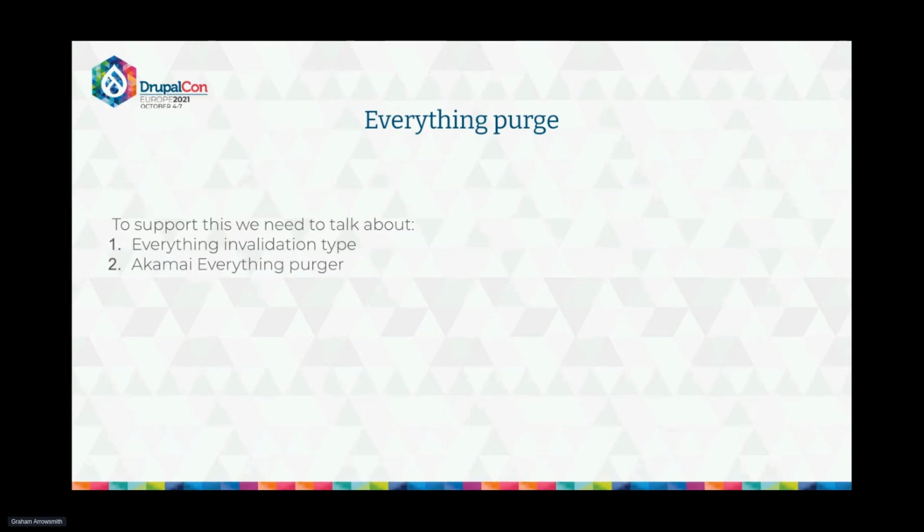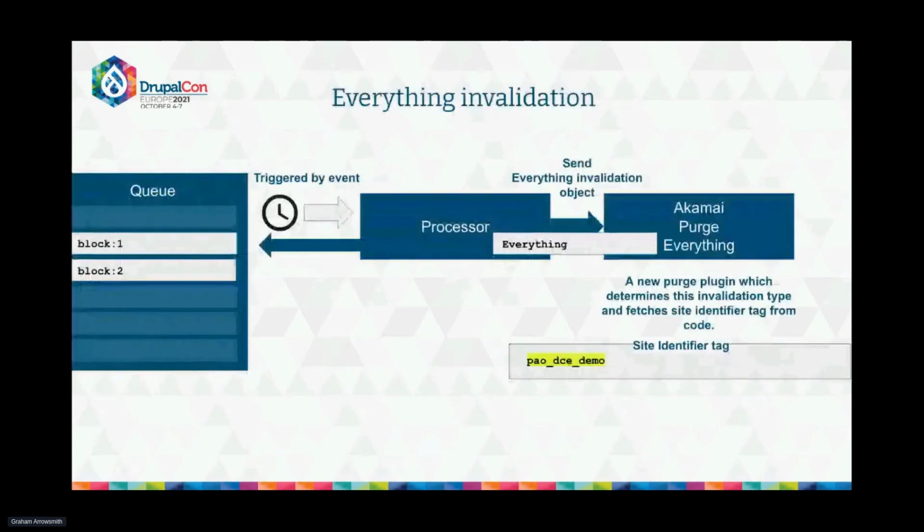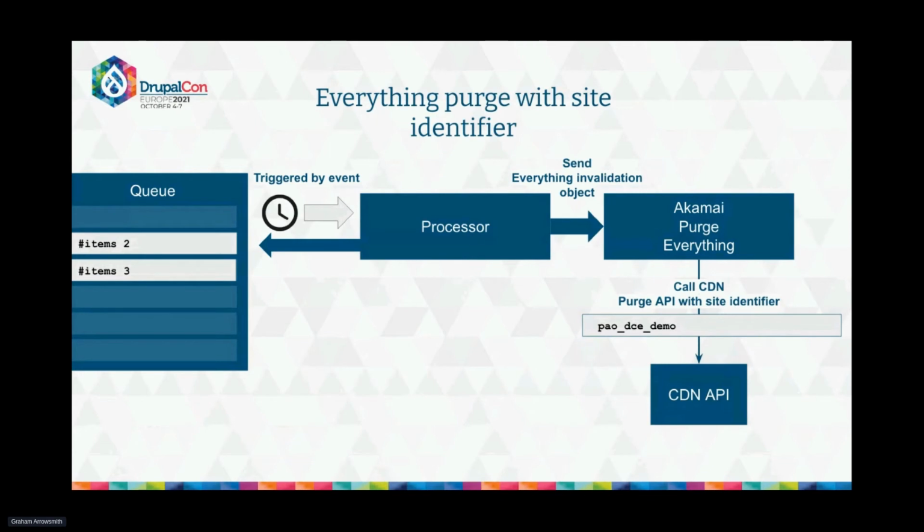Now, with this, our purge process will look like this. We will be getting an everything invalidation, and Akamai purge everything will be checking that everything object, and then it will be calculating from the code what the site identifier for this site is, and then it will be sending that site identifier to the CDN API. So we can see that our CDN API call becomes that site identifier tag itself.